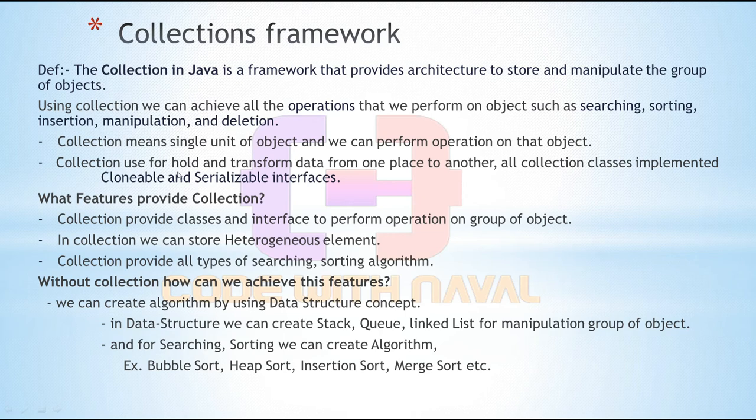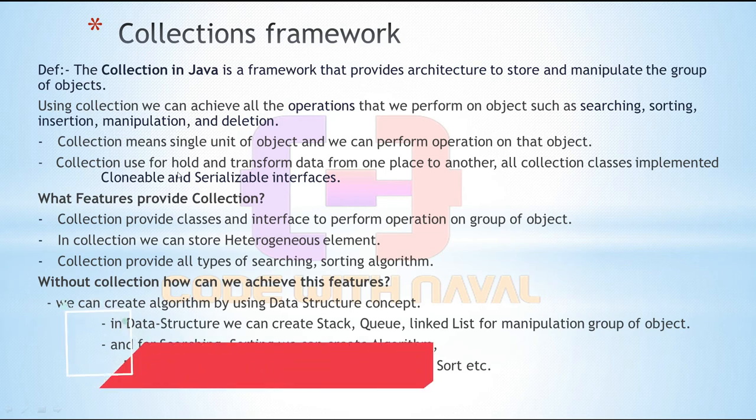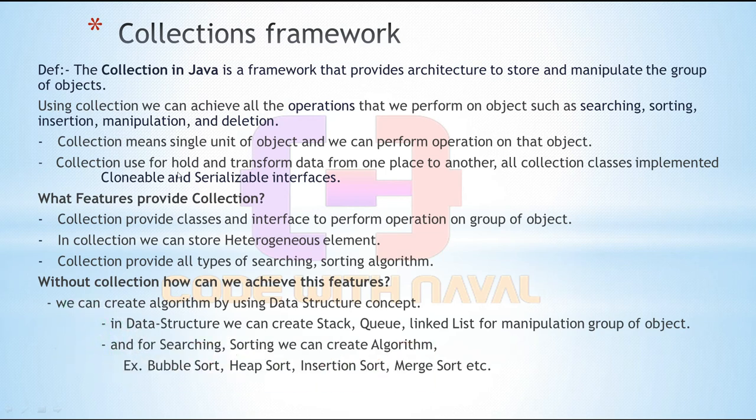What features does a collection provide? That's the question. What features do we get other than with arrays and variables? Collection provides classes and interfaces to perform operations on a group of objects. We can use those classes and interfaces depending on our requirement, and we have to decide which classes to use. We will see all these classes and interfaces in upcoming videos. In a collection, we can store heterogeneous elements easily. We can store homogeneous as well as heterogeneous elements in the collection framework. Collection provides all types of searching and sorting algorithms.